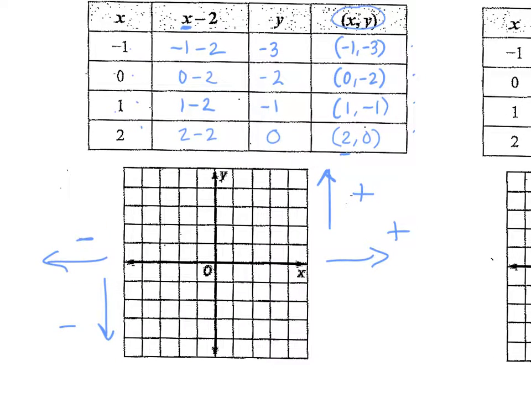So that first point, I'm going to go -1, so I got to go to the left, and then down 1, 2, 3. So that's where my first point's going to go. Then (0, -2). If it's 0, that means I'm not going anywhere. So I'm going to go down 2. Then (1, -1), and (2, 0).